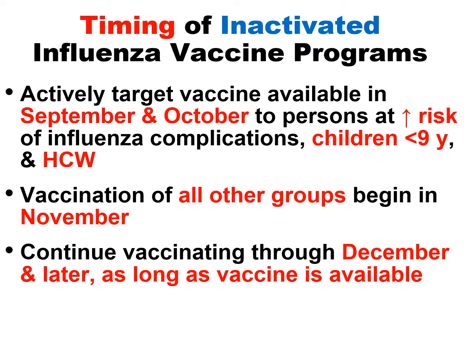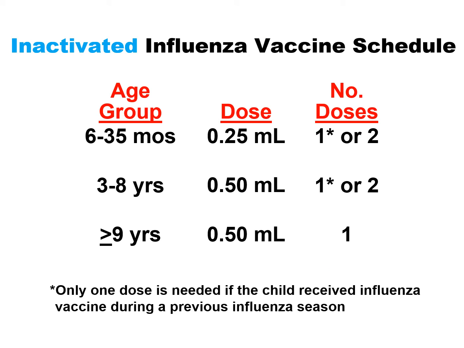Actively target vaccine available in September and October to persons at increased risk of influenza complications, children under 9 years, and healthcare workers. Vaccination of all other groups in November. This is due to little supply. Continue vaccinating through December and later as long as vaccine is available.